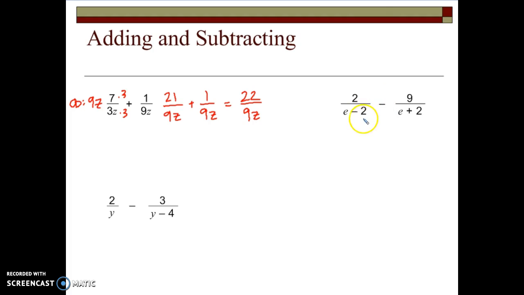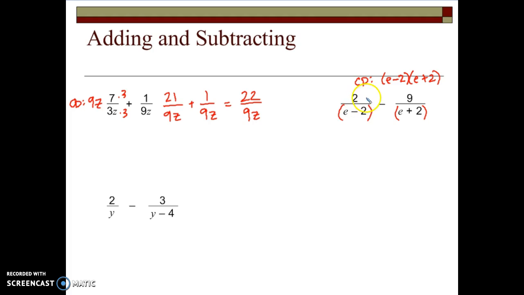All right, for the example over here, I have an e minus 2 and an e plus 2. These are factors. I can't take away the 2 or add or subtract anything. I can only multiply whenever I'm finding my common denominator. Just like with that first example we looked at, 2 and 3, they don't go into each other, so we multiply to get our common denominator of 6. Here, I have e minus 2 and e plus 2. They don't go into each other because they're two separate factors. So my common denominator is e minus 2 times e plus 2.